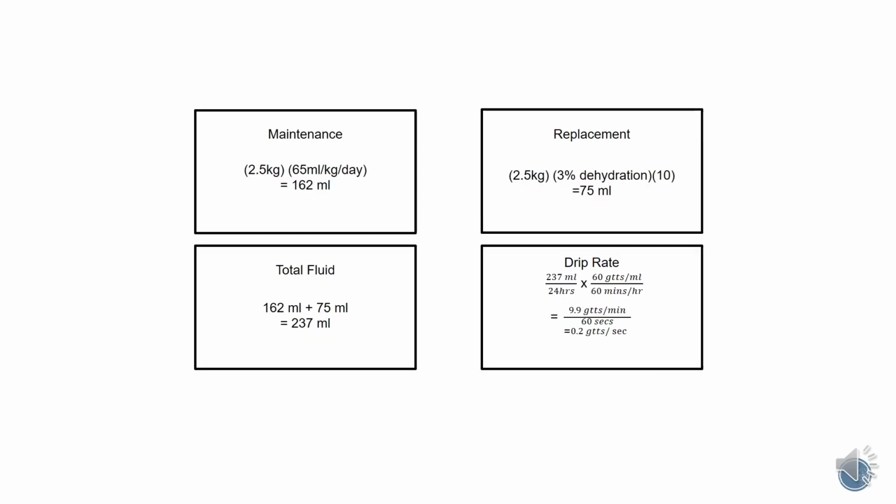For the fluid, we use D5, 162 ml, the maintenance replacement of 75 ml, total fluid of 237 ml, and the drip rate.